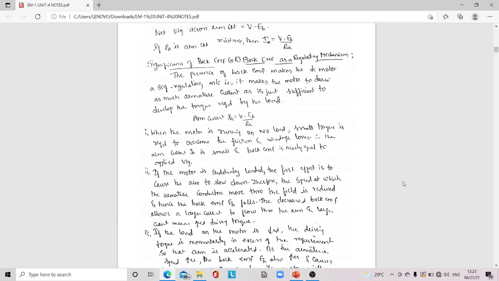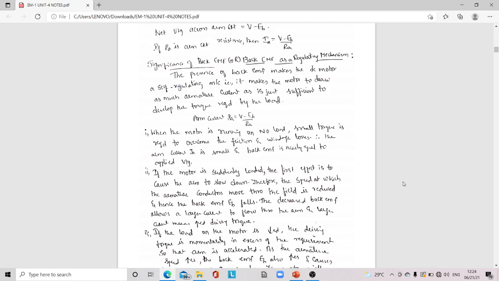So first one, let us see when the motor is running on no load, small torque is required to overcome the friction and windage losses. So armature current IA is small and back EMF is nearly equal to applied voltage. So when there is no load, not much current is required to start the motor. So applied voltage is nearly equal to the back EMF. If the motor is suddenly loaded, the first effect is to cause the armature to slow down. Therefore, the speed at which the armature conductors move through the field is reduced and hence back EMF also falls.